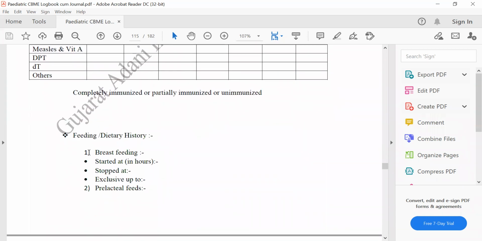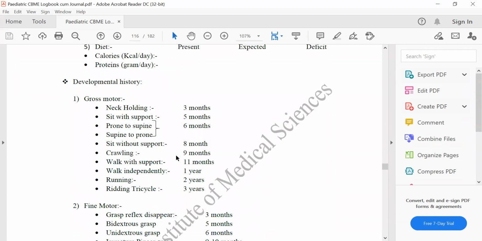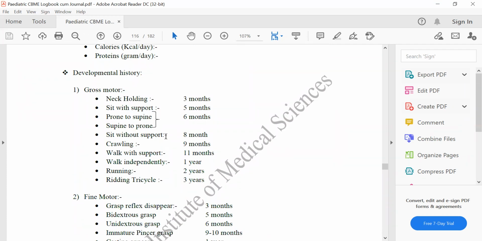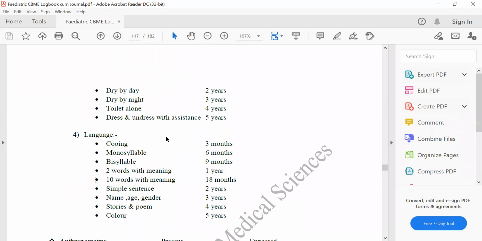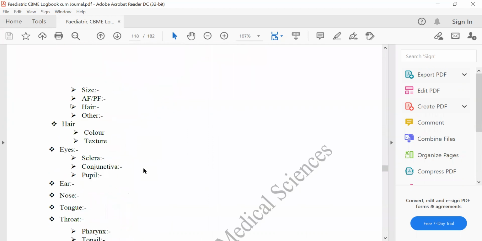Then the feeding and dietary history, in which students should mention the breastfeeding, any prelacteal feed, any top feed, then when the weaning was started, then about the diet, how much calorie the patient is consuming, how much is expected, how much is the deficit. Similarly for the protein. And in developmental history, all these gross motor, fine motor milestones a student is supposed to ask. And in anthropometry, the student should measure all these anthropometry parameters and should calculate all these, and also mention according to IAP and WHO classification.